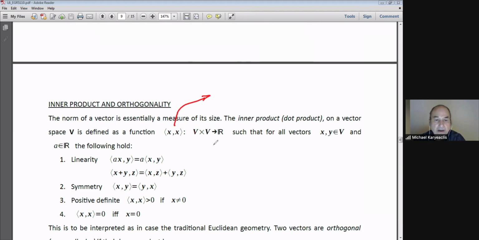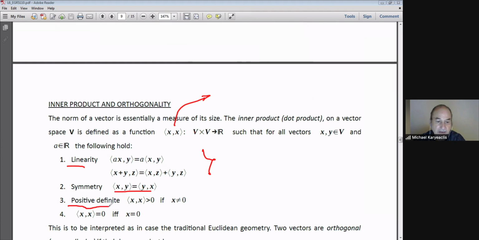And what does this real number have to satisfy? The following things. For a a real number, we have to have linearity, meaning if I have aX with Y, that's equal to a times the inner product of X and Y. So basically, if I scale X a little bit, I scale the inner product. If the first argument is the sum of two vectors, then we have distribution. So it's the inner product of X and Z, plus the inner product of Y and Z. So these are conditions. These are fairly general. This is the linearity. We have symmetry. X dotted with Y is the same thing as Y dotted with X.